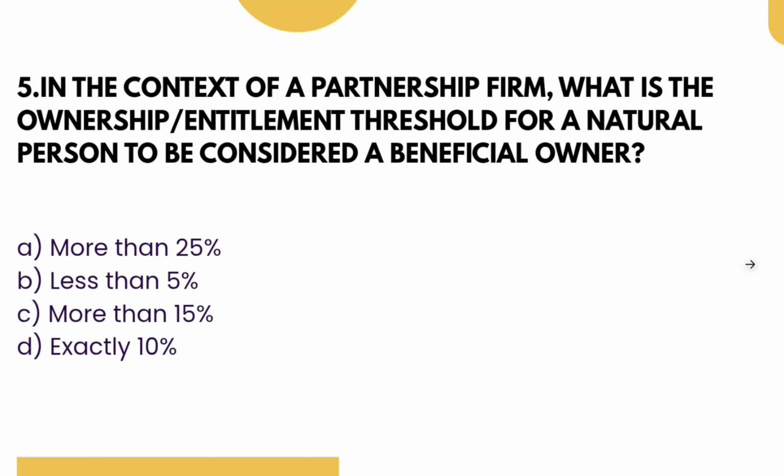The fifth question, in the context of a partnership firm, what is the ownership or entitlement threshold for a natural person to be considered a beneficial owner? I said it just now, it has to be option number C, more than 15%.